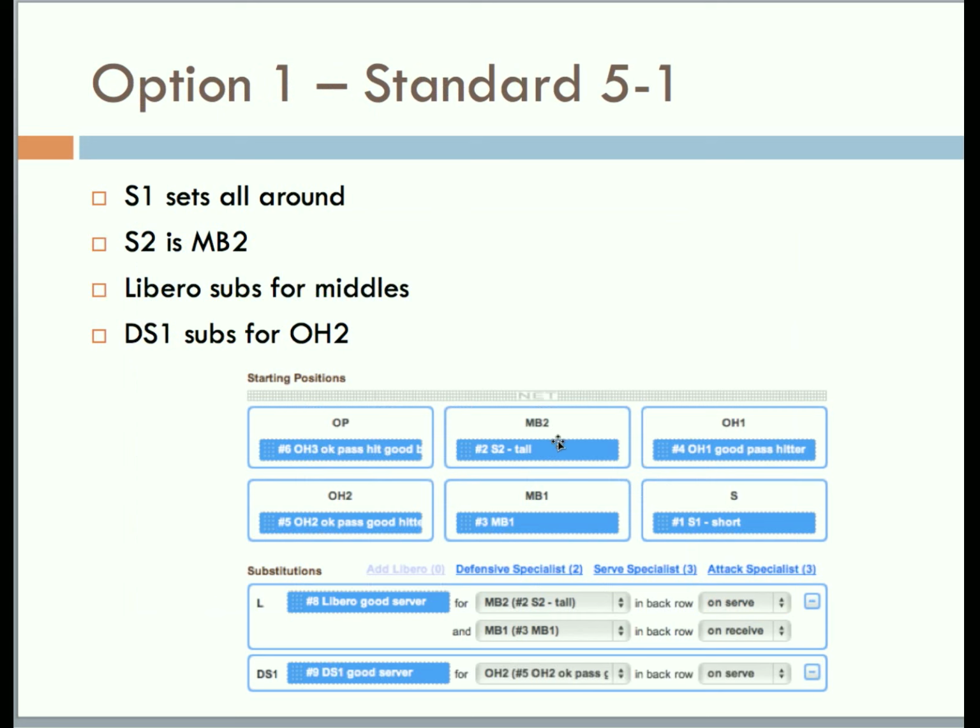So you can see that this is the rotation setup in rotate 1, 2, 3, and S1 sets all the way around. S2 is the middle blocker. Libero subs for middle as a typical offensive setup, and then the DS1, the defensive specialist, subs for the second outside hitter in the back row to help pass.